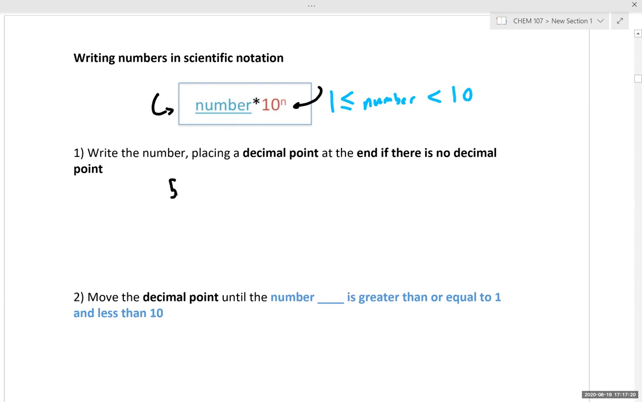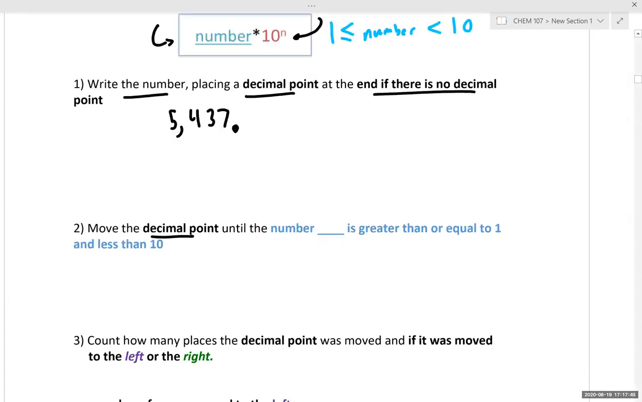So let's suppose we're looking at the number 5,437. Okay? So our first order of business, we write our number and then we place a decimal point at the end. So I'm going to place my decimal point at the end. Now, our next step is to move the decimal point until the number is greater than or equal to 1 and less than 10. So if we have 5,437, let's do a little bit of a test.